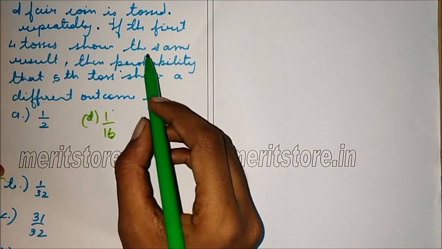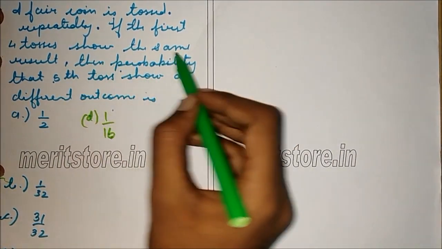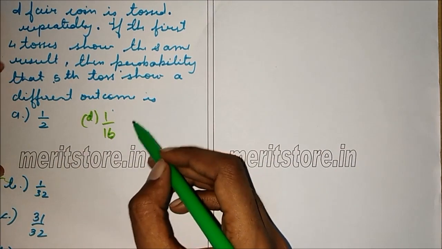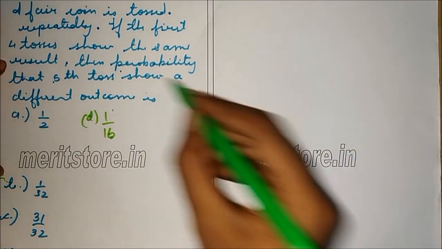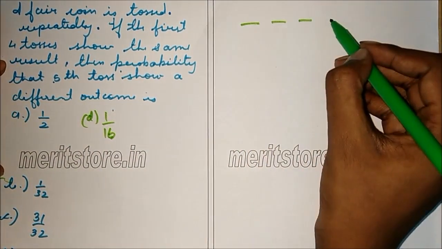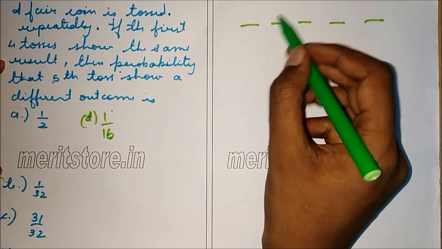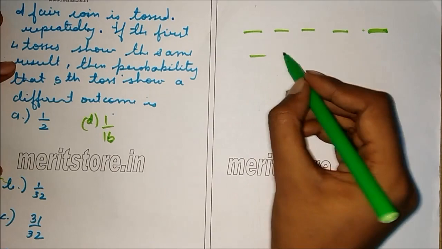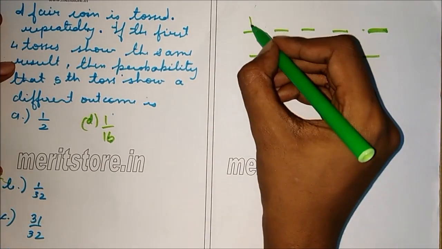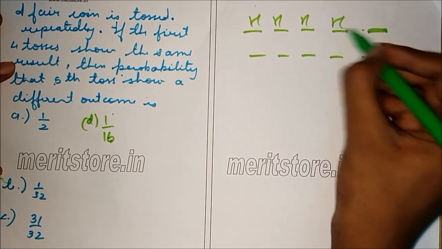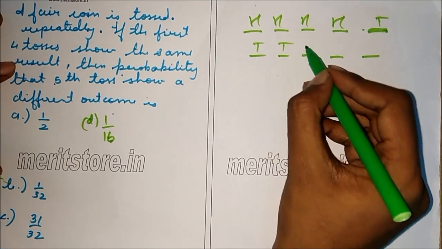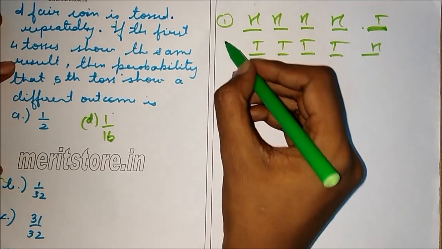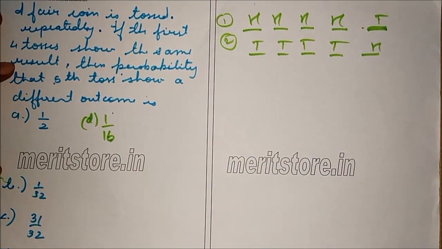A fair coin is tossed repeatedly. If first 4 tosses show the same result, then probability that fifth toss will show a different outcome is. So there are two possibilities. There are 5 tosses and first 4 are supposed to be same and the fifth one is supposed to be different. So there are two possibilities. Either it can be heads, heads, heads, heads and tails, or tails, tails, tails, tails and heads. So there are two possibilities.